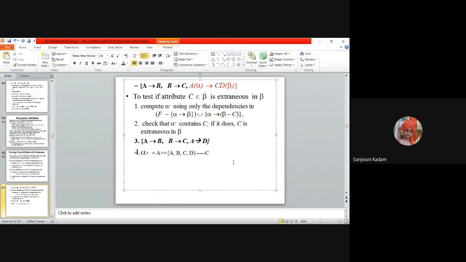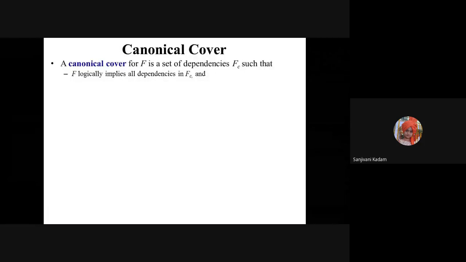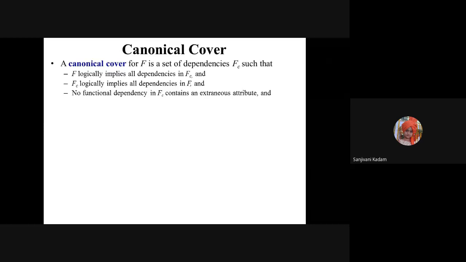Okay, let us move to the next point now. Canonical cover. The canonical cover for F is a set of functional dependencies FC, such that F logically implies all the dependencies in FC, and FC logically implies all the dependencies in F, and no functional dependency in FC contains an extraneous attribute, and each left side of a functional dependency in FC is unique.